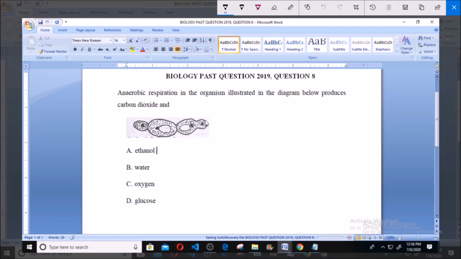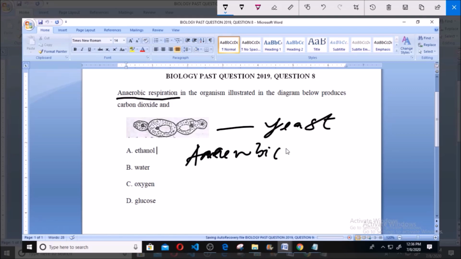Whenever you are given a question, firstly, you identify the diagram. Now, this diagram is a diagram of a yeast. Now, the keyword here is anaerobic respiration. Now, anaerobic respiration refers to respiration in the absence of oxygen. Now, under adverse conditions, yeast respires in the absence of oxygen.